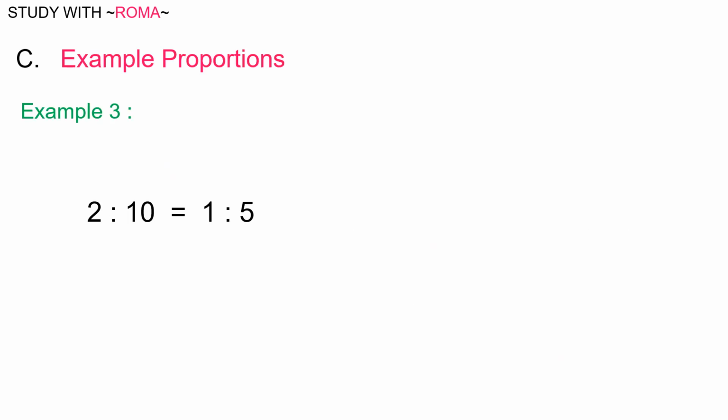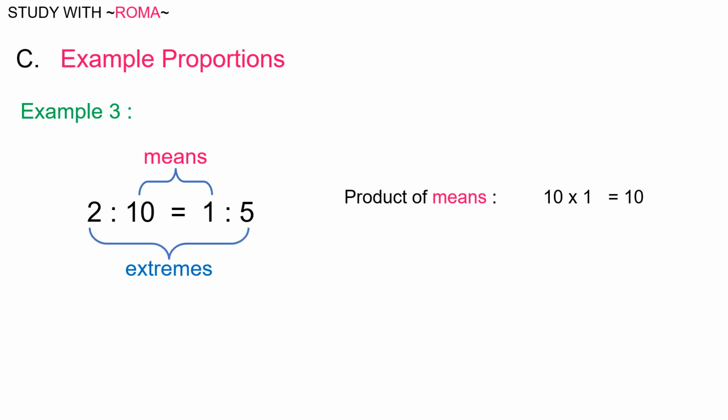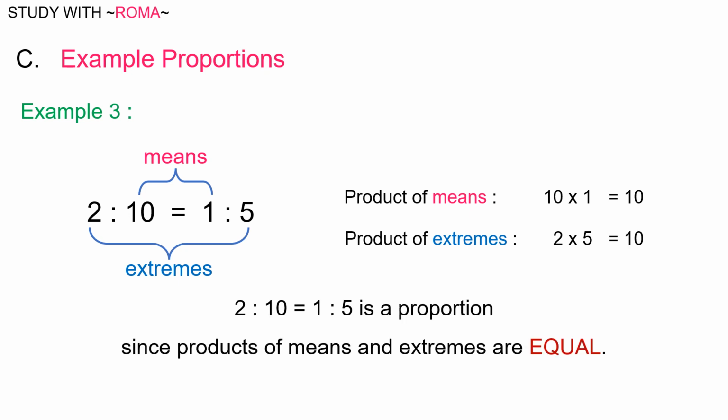Example number 3. 2:10 equals 1:5. Is this a proportion? The product of means, which is 10 times 1, is equal to 10, and the product of extremes, which is 2 times 5, is equal to 10. 2:10 equals 1:5 is a proportion, since products of means and extremes are equal.